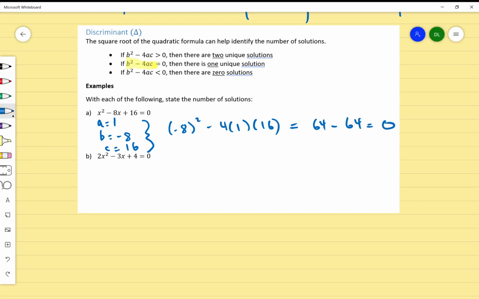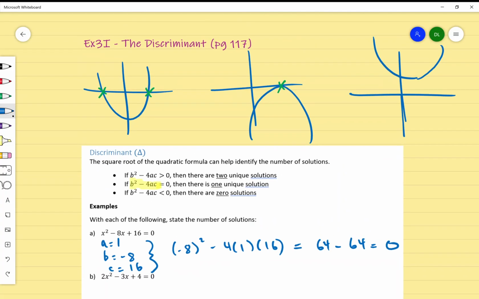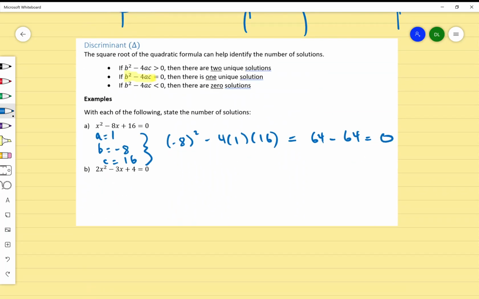How many unique solutions are there? 1, which means that the graph of this equation, x squared minus 8x plus 16, has to have its turning point on the x-axis. That's the only way to get one solution. Does that kind of make sense? Yeah. Same idea, let's apply this again. What's my a value here?